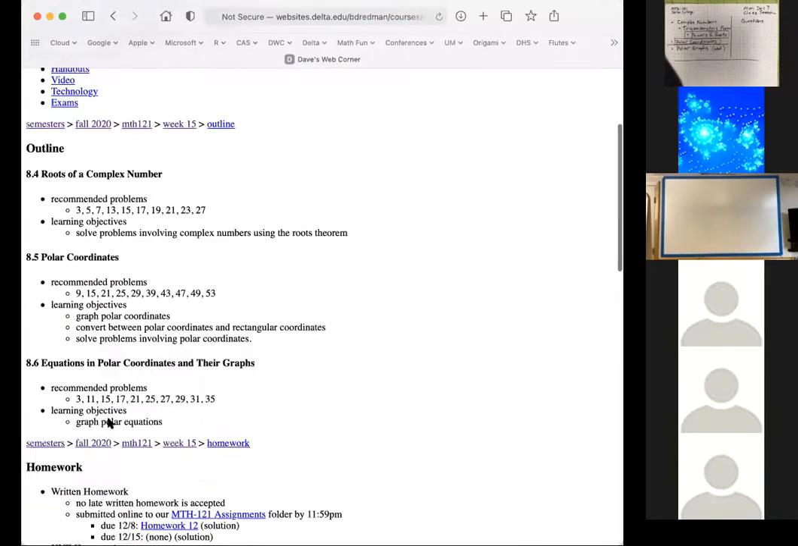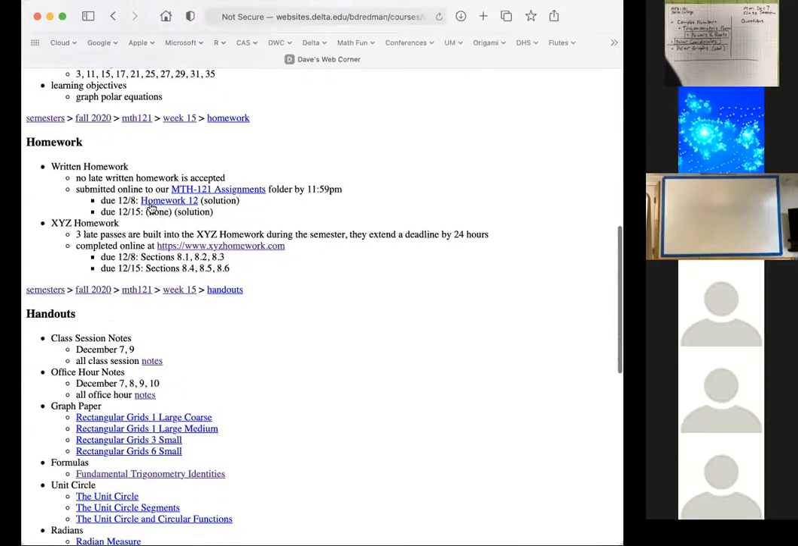Inside week 15, your last written homework is due tomorrow. That's the last written homework. You have no written homework for next week as you're preparing. But these three sections we're talking about this week, you are going to do the XYZ homework on those, due Tuesday night, December 15. So you're going to have those done by Tuesday, 11:59.